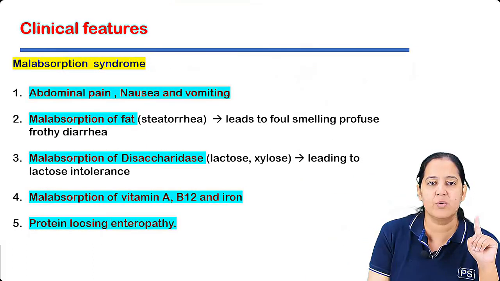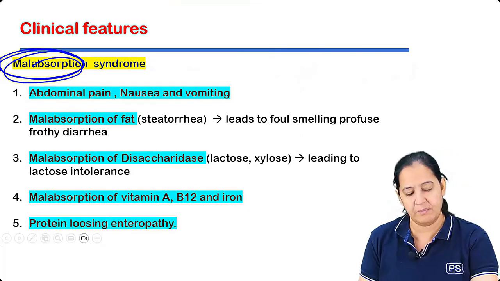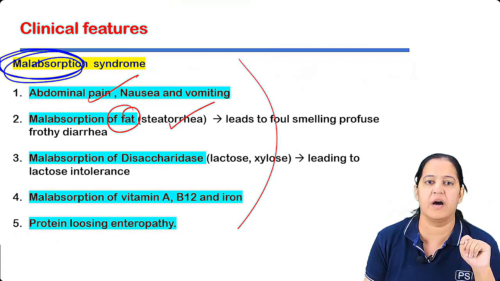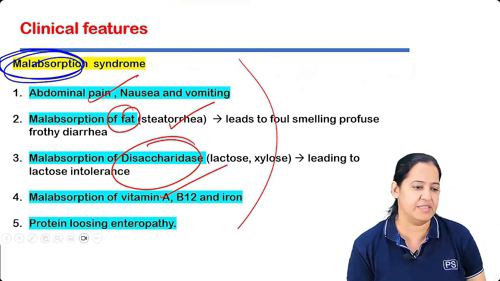Listen, the disease is known as malabsorption syndrome. What is the name of the disease? Say malabsorption. You know the symptoms. Abdominal pain, fat is not absorbed, so steatorrhea, carbs are not absorbed, so flatulence, vitamin deficiency, so all these symptoms.